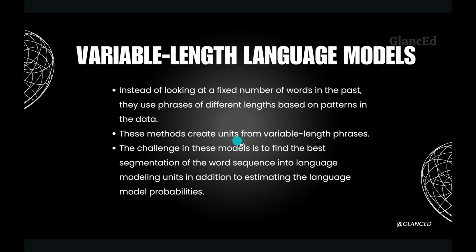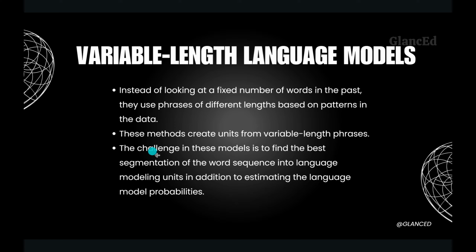This method creates units from variable length phrases. Okay. See, when you are studying about the standard language models, there I said units mean nothing but words. But when it comes to variable length language models, units can be either words or phrases. What do I mean by phrases? Phrases are nothing but the combination of two or more words. So, for example, if you take ice cream, it is a combination of two words, right? Ice and cream. So you consider it as a phrase because it is a combination of two words, right?